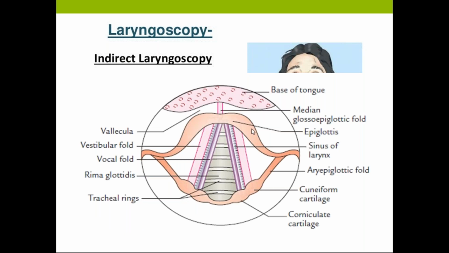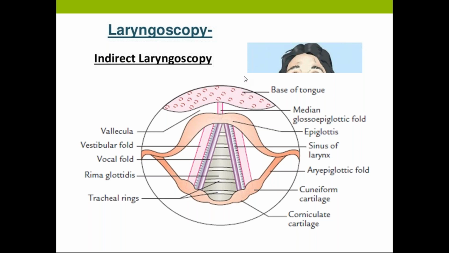What are the structures you can view in laryngoscopy? You can see the base of the tongue, the median glossoepiglottic fold, and the epiglottis. You can see the vocal cord, the sinus of larynx, the vestibular fold, the rima glottidis, and even the tracheal rings. The corniculate cartilage and cuneiform cartilage, all this you can view in the indirect laryngoscope.